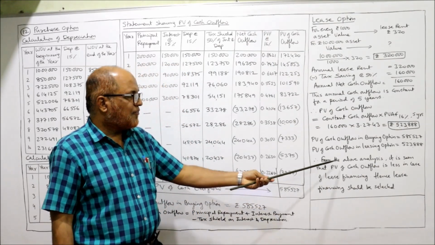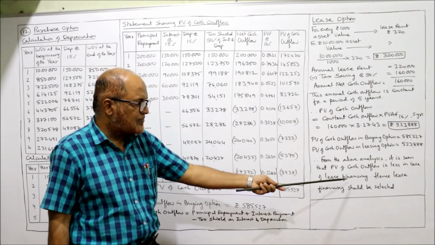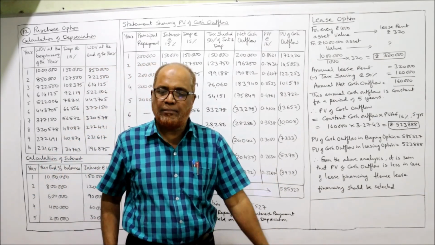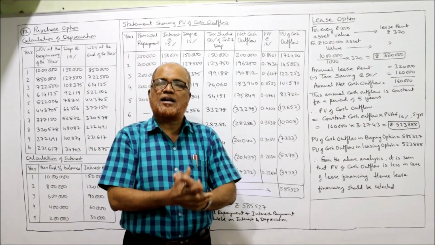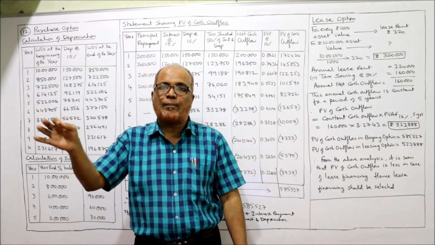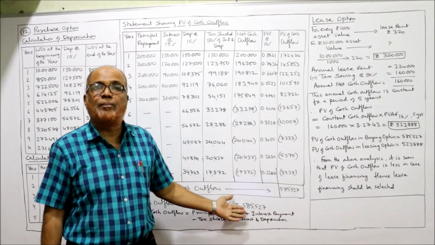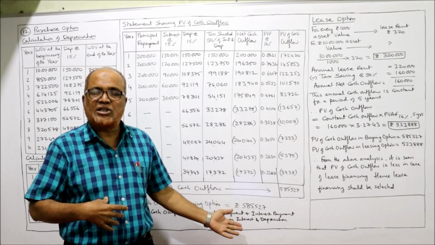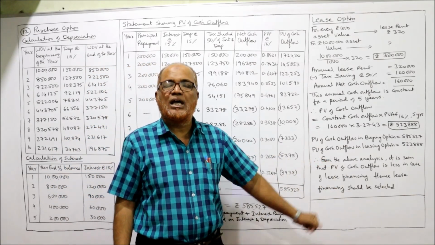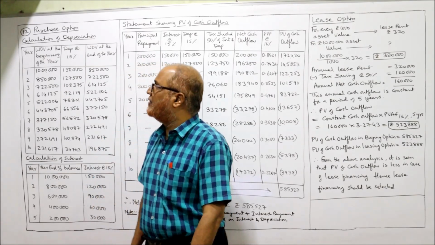So ultimate conclusion, from the above analysis, it is seen that PV of cash outflow is less in case of lease financing. Hence, lease financing should be selected. Ultimate answer is, we suggest the company to go for leasing. Don't take the loan from bank and purchase the asset. In that case, the cash outflow will be more. Our objective is to have less cash outflow, so lower cash outflow we are having in leasing option. That's all. So this is the end of problem number 12.